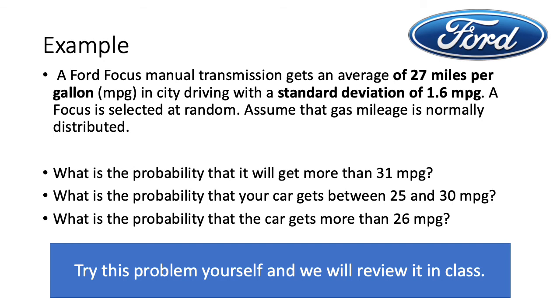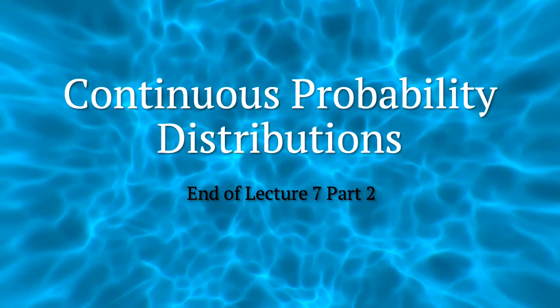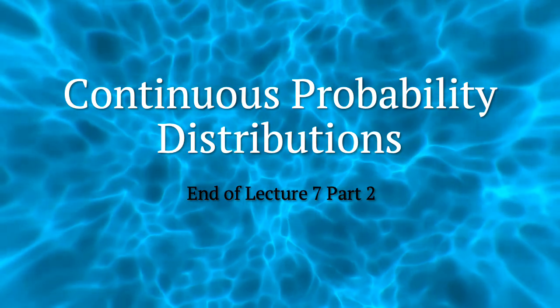Press pause in the video and see if you can solve this problem. Here we have a mean of 27 miles per gallon and a standard deviation of 1.6. Try to work through solving these 3 questions and we will answer these in our class. That's the end of Lecture 7, Part 2.